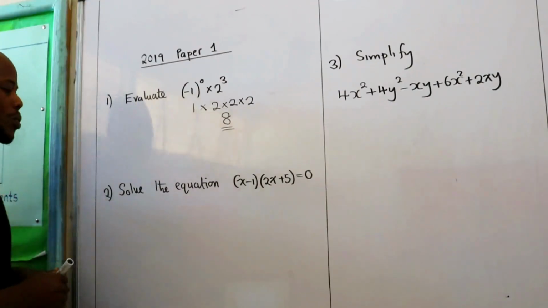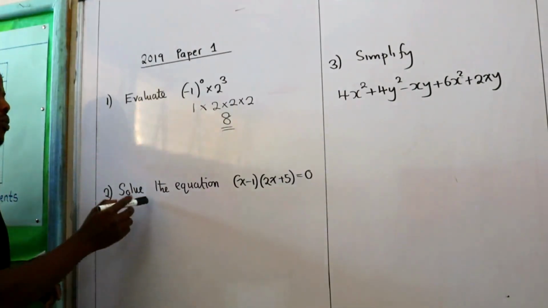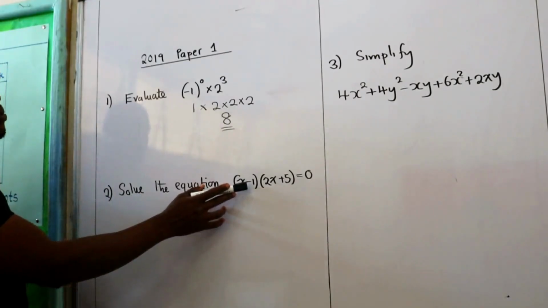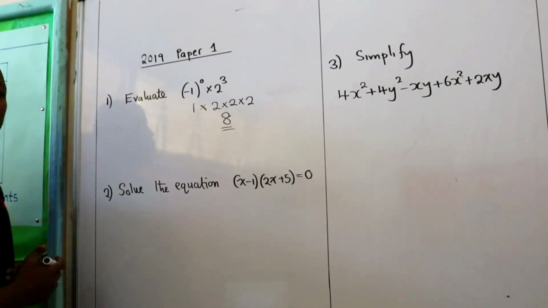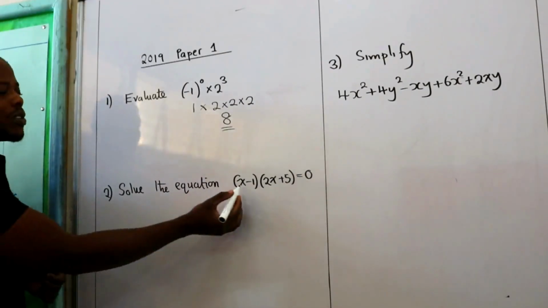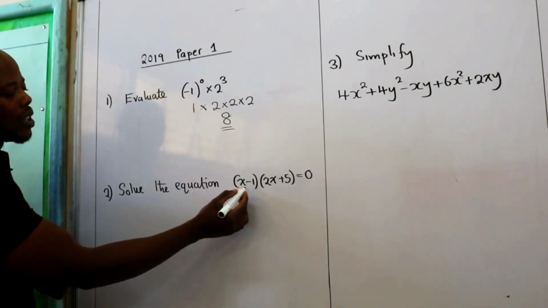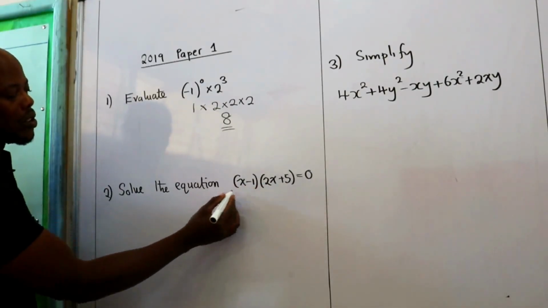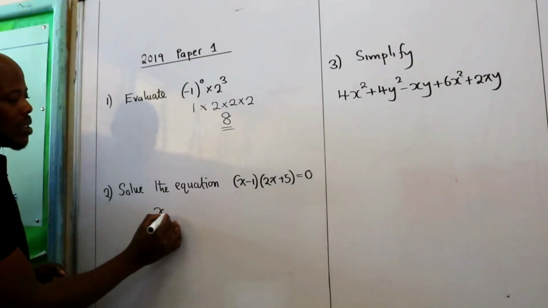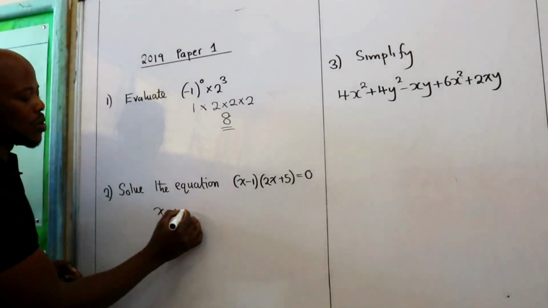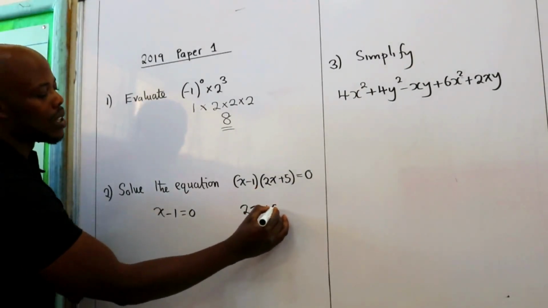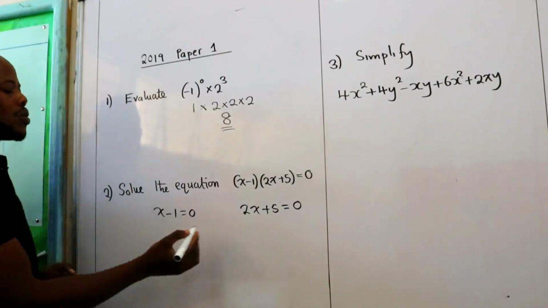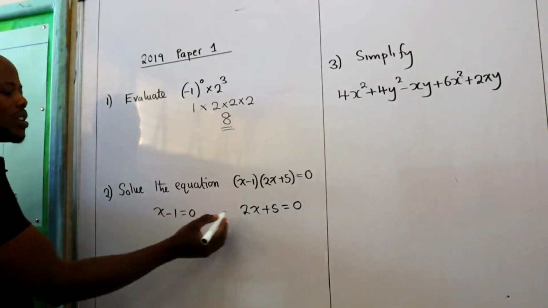We go to question 2. They are saying solve the equation x minus 1 inside the brackets, 2x plus 5 inside the brackets, which is equal to 0. So what we basically do here is to just get what is inside each bracket. I equate x minus 1 to 0, and the other one I also equate to 0. So we have two equations.